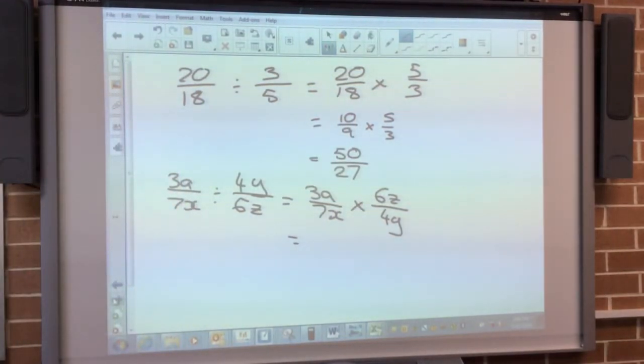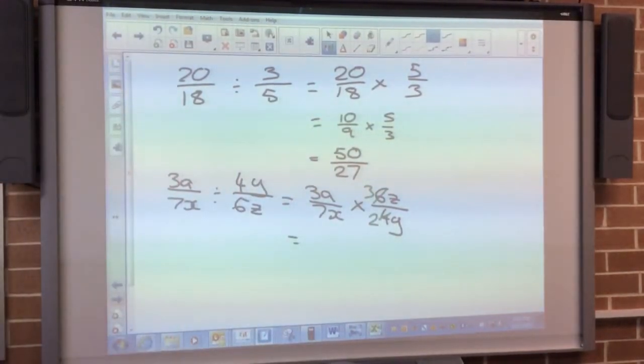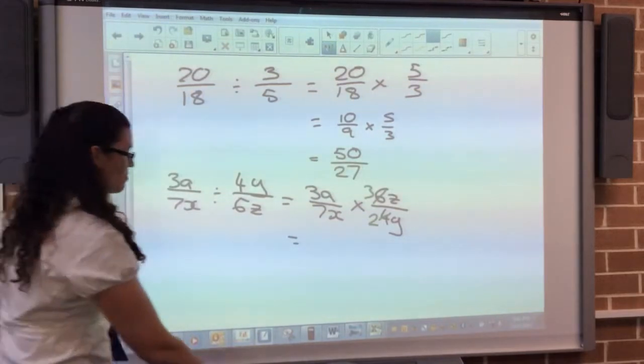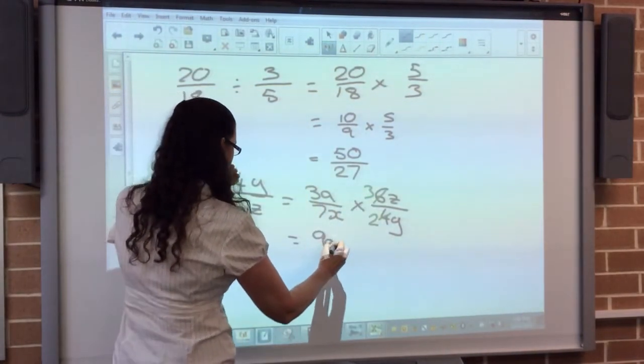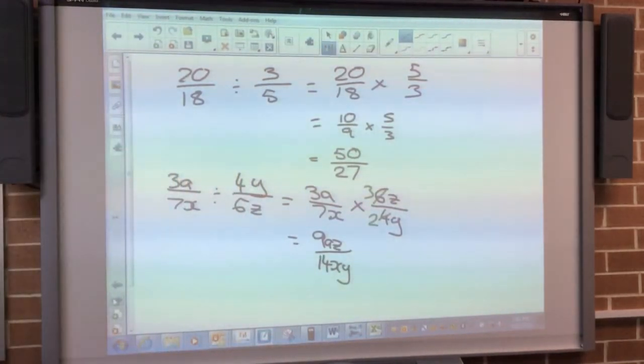Multiply the tops together, which is going to give me... Actually, I might simplify first, shouldn't I? What could I simplify? 6 and 4 will become 2 and 3. Yeah, so that's going to become 3 and 2. Anything else? Can't see anything else that simplifies. So let's multiply away, giving us 9az over 14xy. If I forgot to simplify, it's not the end of the world. It would have given me 18 over 28, and I should have recognised that should simplify. So it's not the end of the world if you miss cancelling before you multiply. It just means you've got to pick it up later.